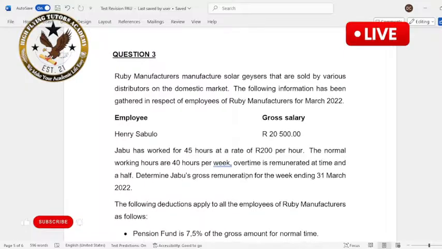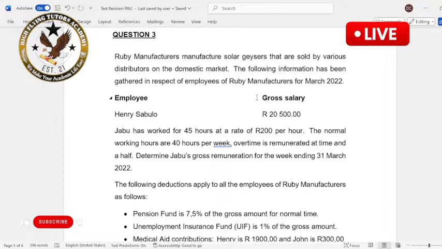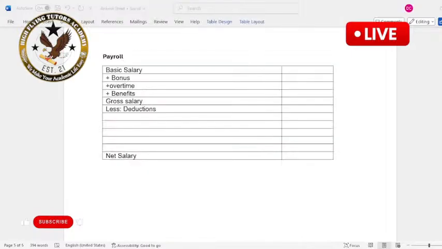So now, number one, for Henry, they gave us 20,500. As we go through the information for Henry, there is no overtime, there is nothing, right? So when we record this one, I want us to go back to our answer sheet and record it, because there is no overtime, no bonus, no benefit. So when you record this type of equation, you go to your answer sheet. This is the payroll for Henry.